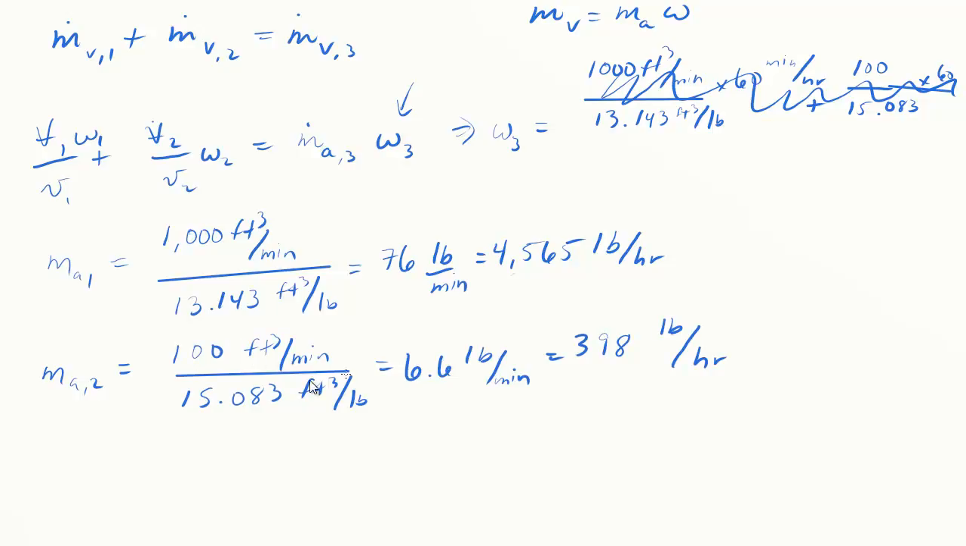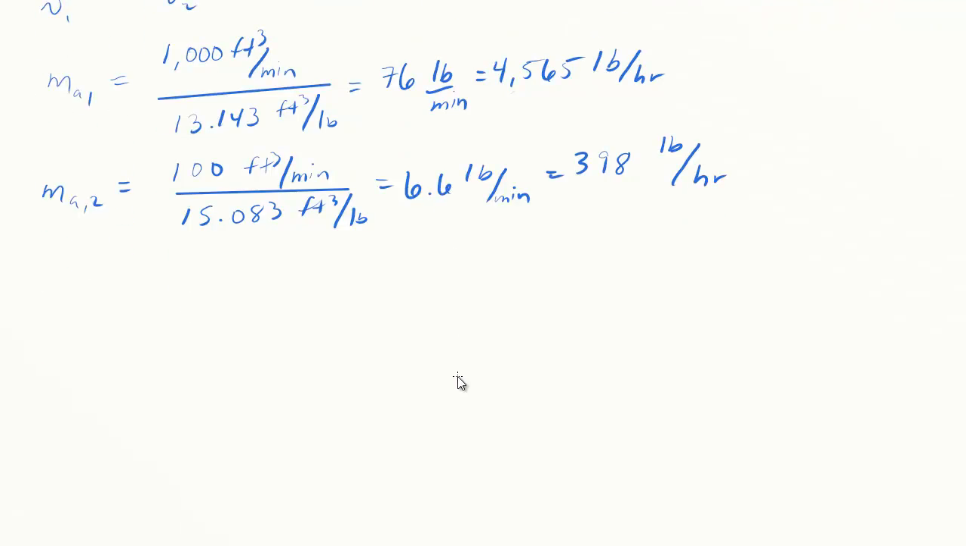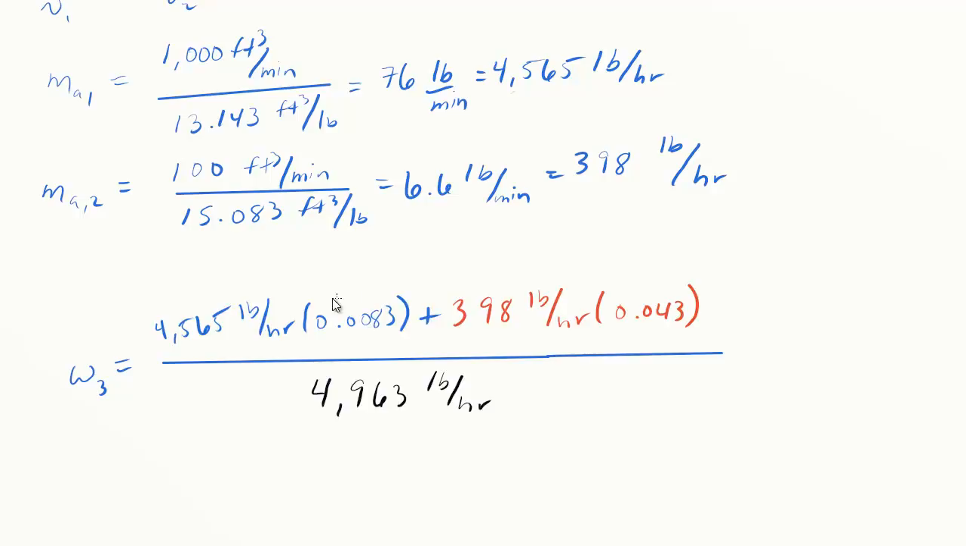This would be the mass flow rate of air at state 2. And so if we did that, we simply would have omega 3 equal to this fraction. Let me draw this out. You have this expression here. This is our mass flow rate of our 55 degree air times its humidity ratio. So it's really like a weighted average.